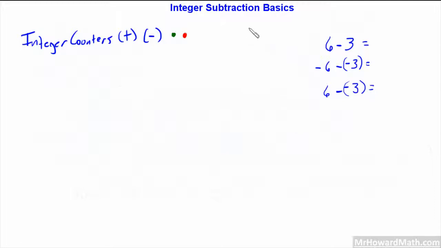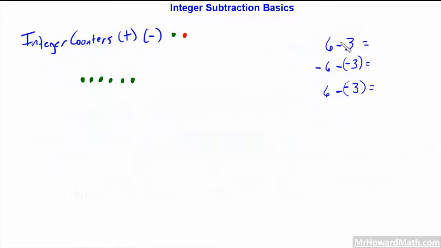Alright, so with our integer counters, let's set this up. First of all, this problem right here, we start with a what? Is that positive or negative? It's positive, right? Because the positive sign is implied since there's no negative sign in front of it. So we have a positive 6. So how do we model that with our integer counters? Would that be green or red? It'd be green, right? And we need how many of them? 6. So 1, 2, 3, 4, 5, and 6.